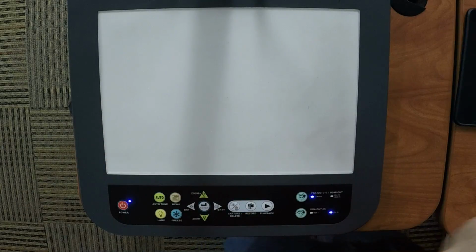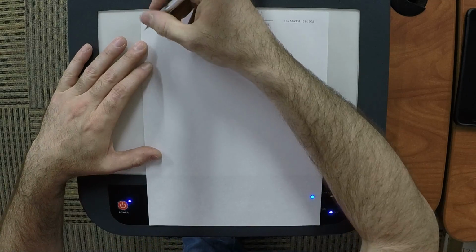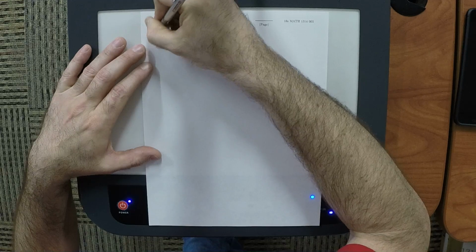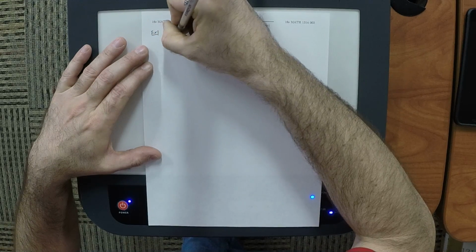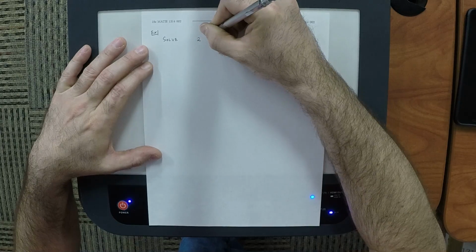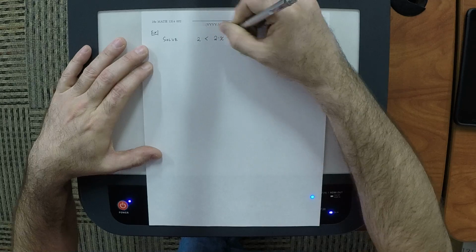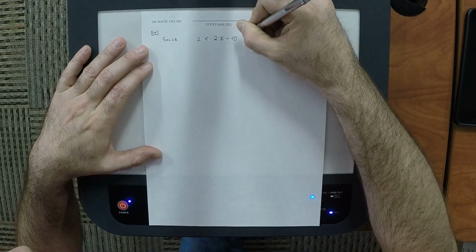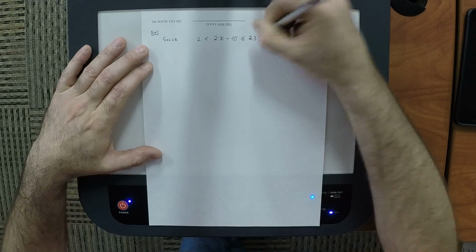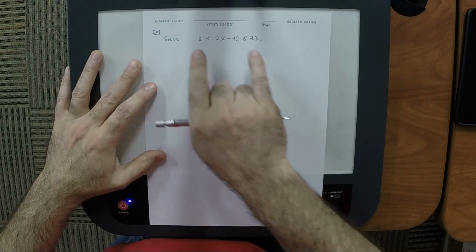Okay. Fine. Let's solve one exercise, and then we'll be finished for today. So please solve: 2 less than 2 times x minus 10 less or equal 23. So now already I'm introducing something new in the first exercise.